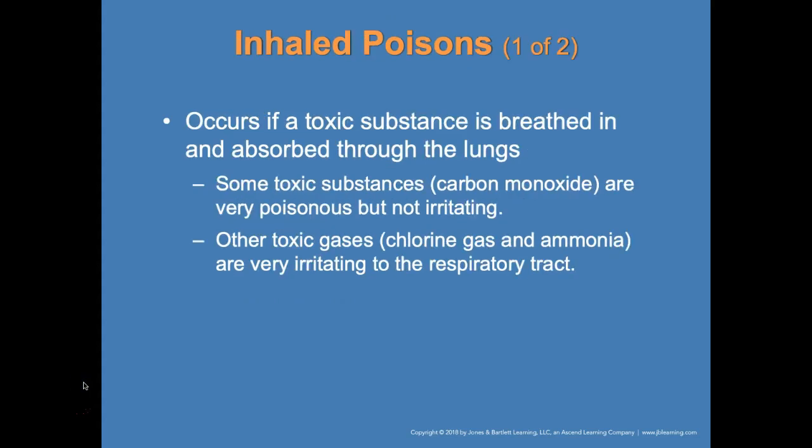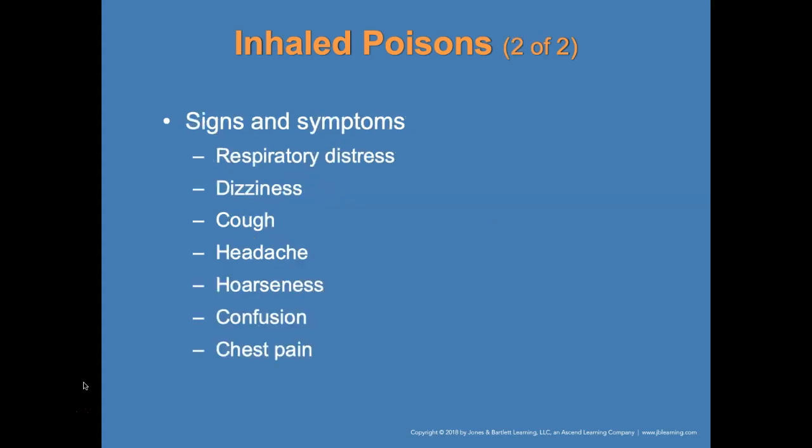All right, so inhaled poisons. These are the toxic substances that are breathed in and absorbed through the lungs. Some of them, like carbon monoxide, are very poisonous but not irritating, so they won't show signs and symptoms until after they've been inhaling it for a while. Other gases, such as chlorine gas and ammonia, are very irritating, and you'll notice violent coughing almost immediately if they start inhaling this stuff. Some of our signs and symptoms: respiratory distress, dizziness, coughs, headaches, hoarseness, confusion, and chest pain.